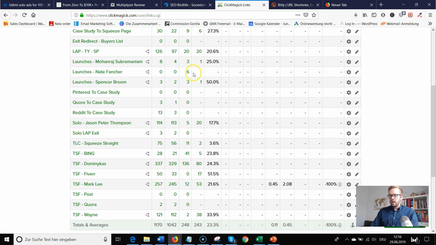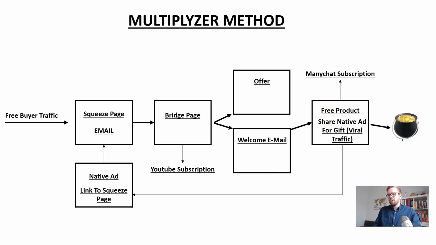Okay, so I will show you the funnel now, how you get the most out of your leads. So let's have a look. That's the funnel I'm talking about. All the funnels are about getting one highly targeted traffic lead and then getting them into your squeeze page. I will show you my squeeze page after I get through the system. Then get them to the bridge page where you have a short video where you introduce yourself real quick, congratulate them, tell them they should whitelist your email and subscribe to your YouTube channel.